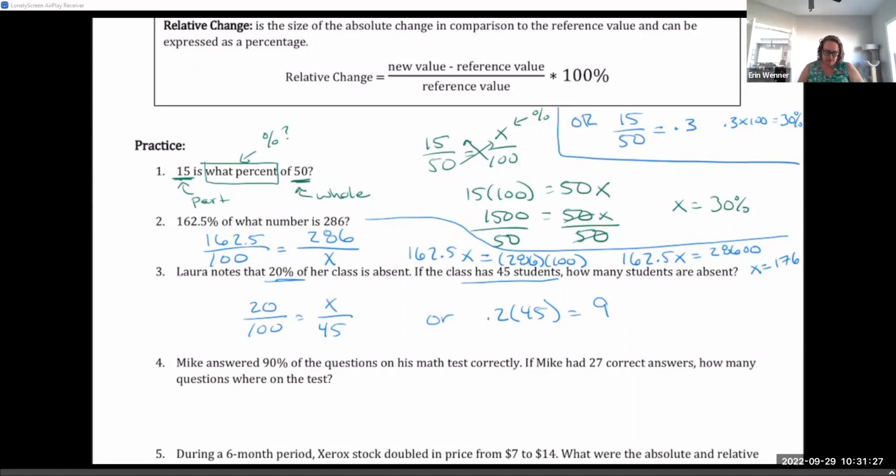So Mike answered 90% of the questions correctly. And so the correct answers were 27, so that represents the 90%. The X represents the amount that were total on the exam. So cross multiplying, dividing, we get X equals 30.